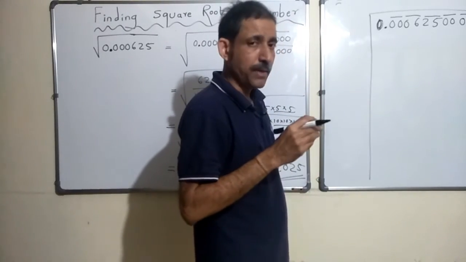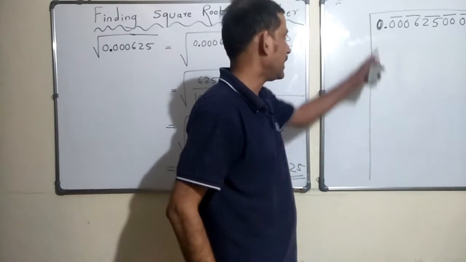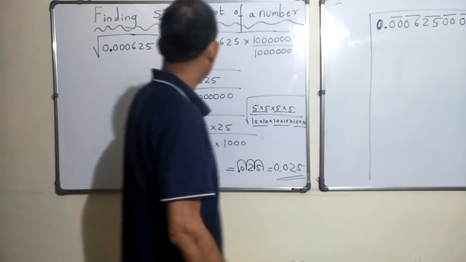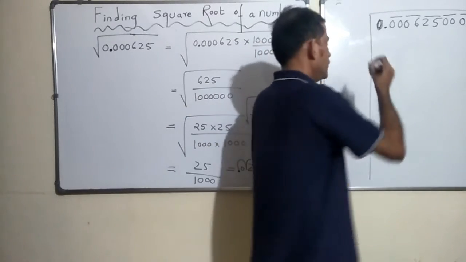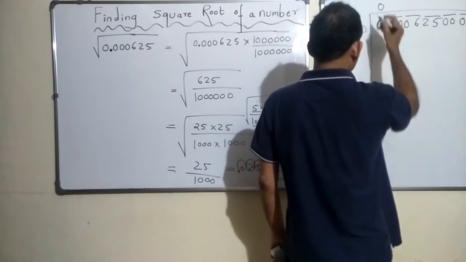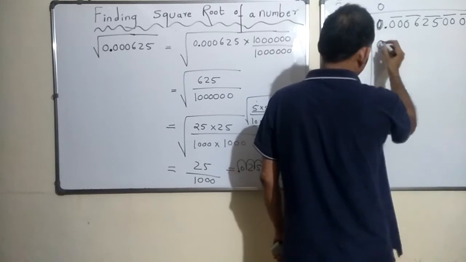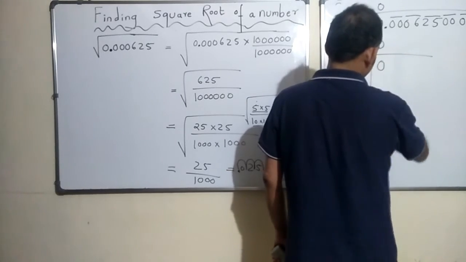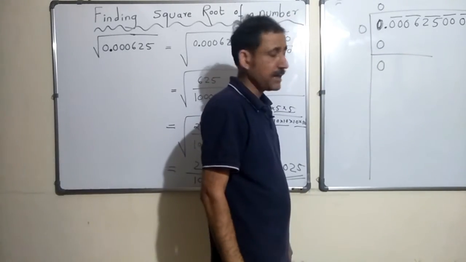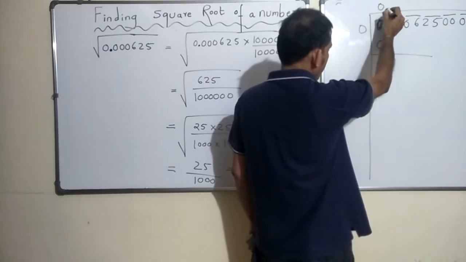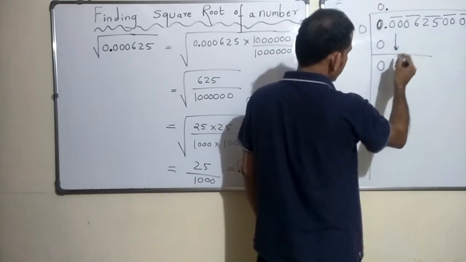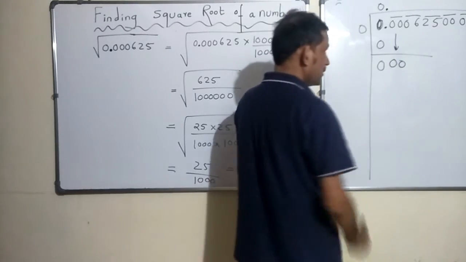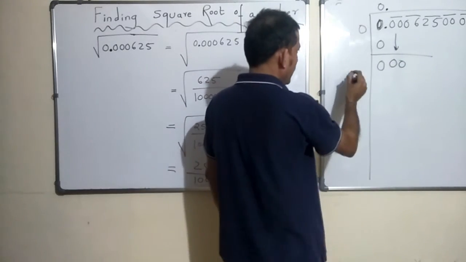What should I multiply with itself so that I get a 0, right? In this case, the only possible value is 0 into 0, 0, right? I write 0 here. So this is fine. I see a decimal, I put a decimal point and I bring the next pair. So again it is 0, 0, right? I write the same thing here.